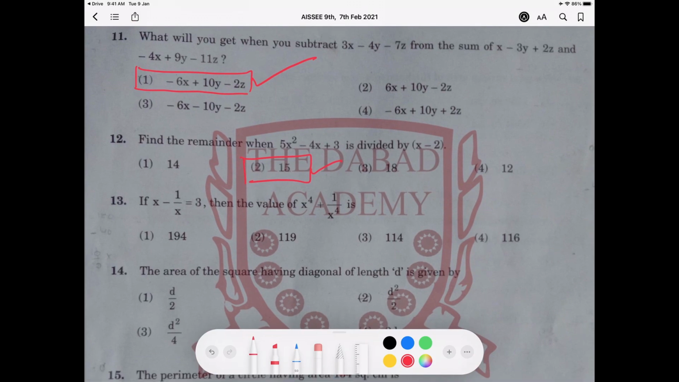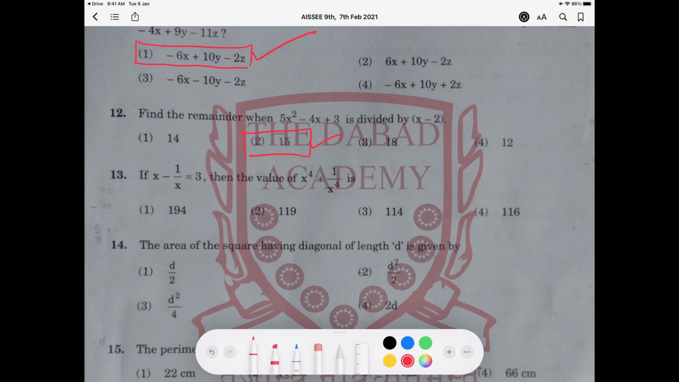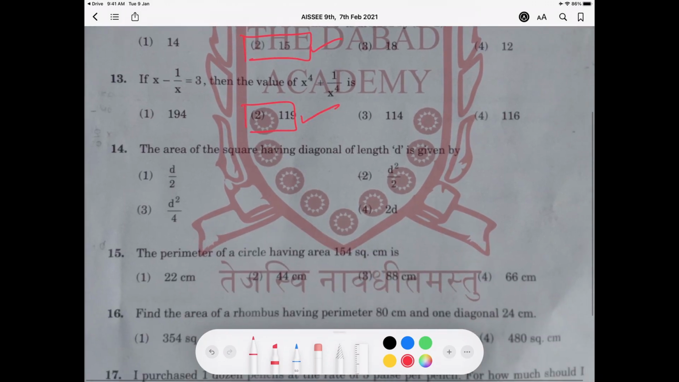In question number 13, x minus 1 by x is equal to 3. Then find the value of x raised to power 4 plus 1 by x raised to power 4. So the correct answer for this question is 119, which is option number 2nd. In question number 14, the area of the square having diagonal of length d is given by. It's a basic, direct question. You had to draw a diagram and find the value. Area would be represented by d square by 2. So 2nd is the correct answer.